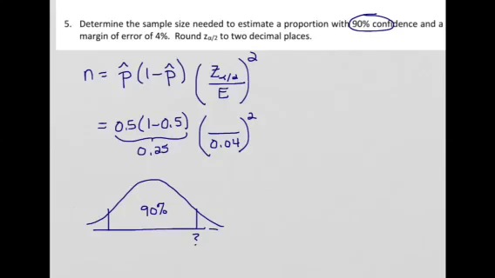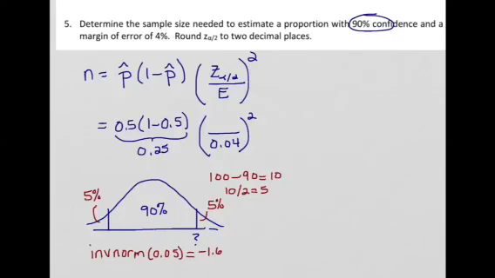So if there's 90% in the center, that means that there's 5% in each tail. So to get those 5%, we do 100% minus the 90 in the middle. That gives us 10%. And then we divide that 10% by 2 to get 5%. So that's how we have 5% in each tail. And I'm going to calculate inverse norm on the calculator of 5%. And when I do this, I get negative 1.64.